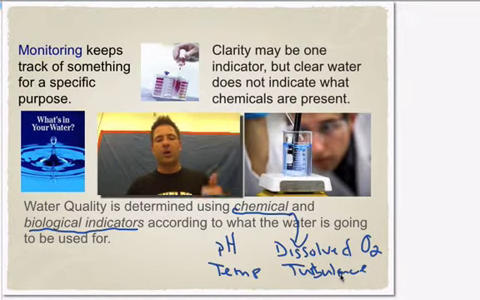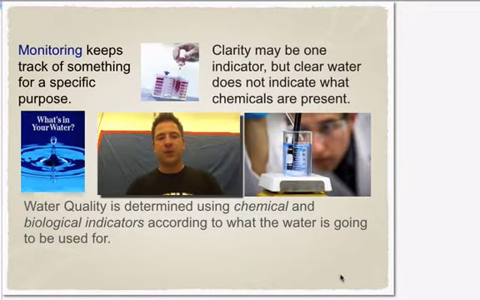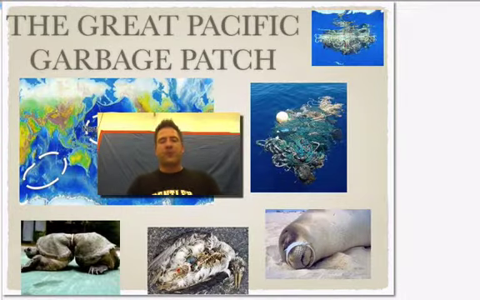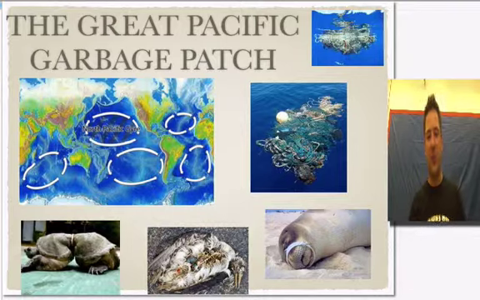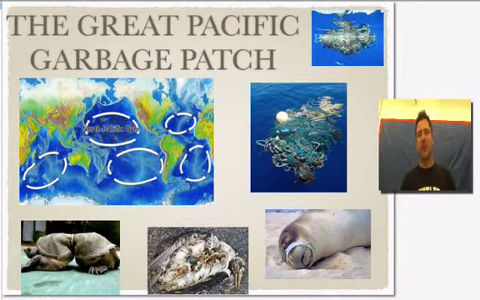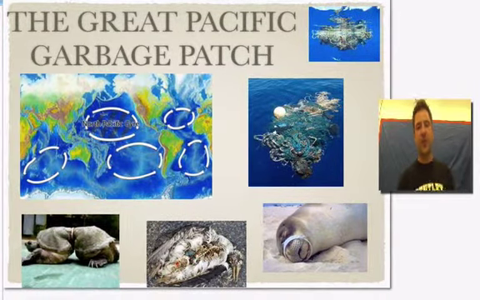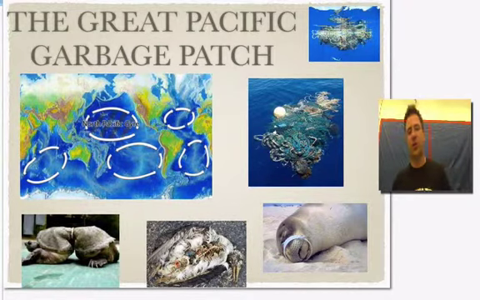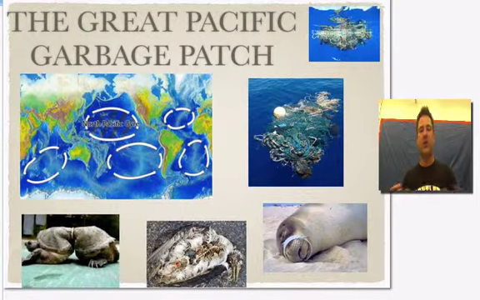But anyways, we monitor using chemical indicators and biological indicators. I was talking about this in class, but the Great Pacific Garbage Patch. Here's some pollution. As the population on Earth increases, we also see an increase in the amount of waste that enters the environment. So scientists and environmentalists are working diligently at trying to monitor the harmful effects.